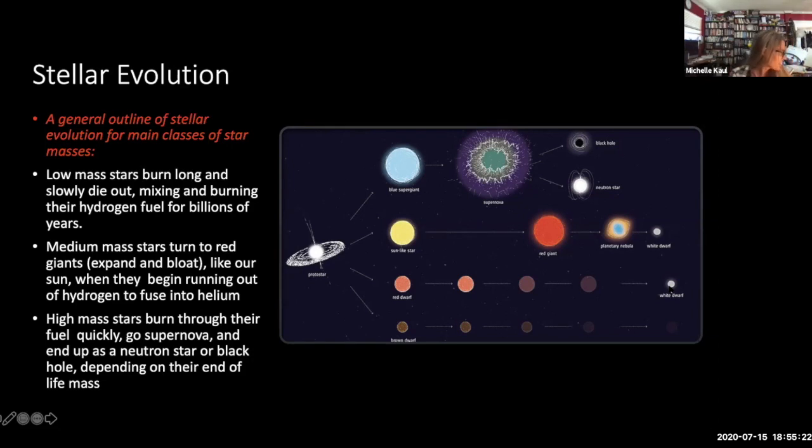White dwarfs are, I think we mentioned it last class, but just to go through.